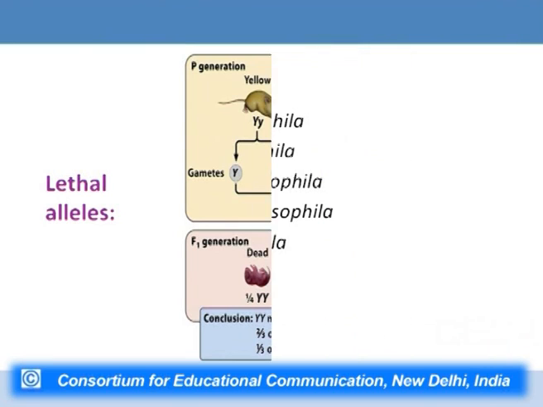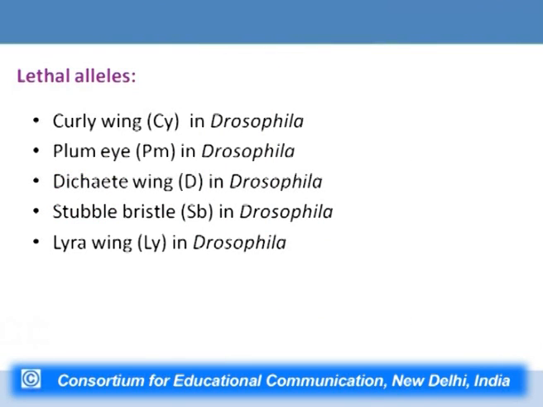Many such examples of lethal alleles exist, like curly wing in Drosophila, plum eye in Drosophila, dichaete wing in Drosophila, stubble bristles in Drosophila, and lyra wing in Drosophila. These are the modifications of Mendel's monohybrid ratio.